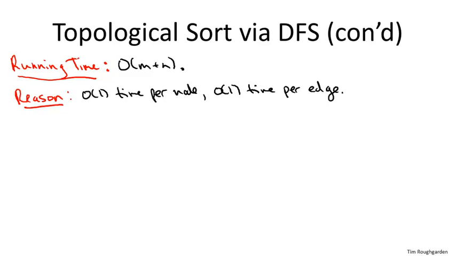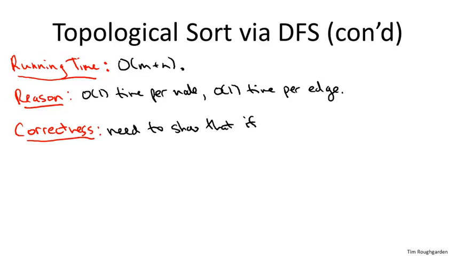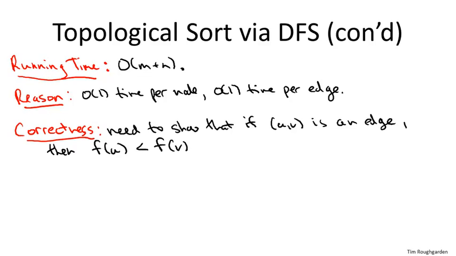Of course, the other key property is correctness. That is, we need to show that you are guaranteed to get a topological ordering. So what does that mean? That means every edge, every arc travels forward in the ordering. So if UV is an edge, then f of u, the label assigned to u in this algorithm, is less than the label assigned to v.